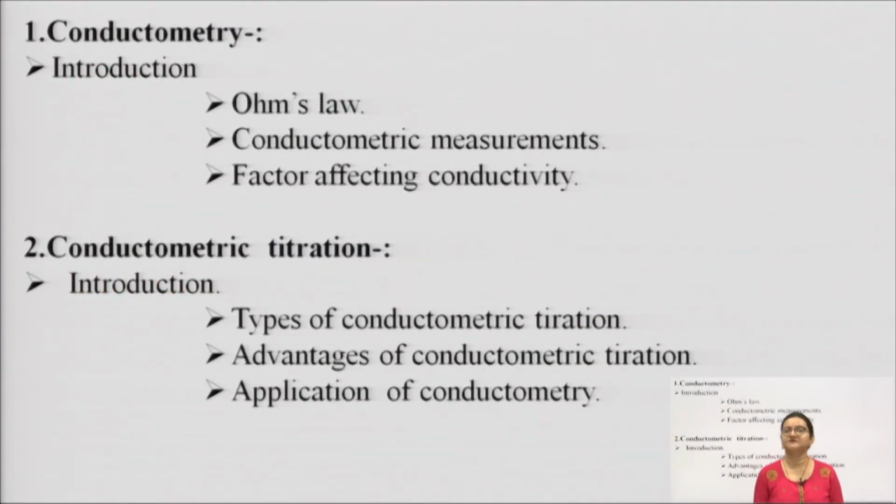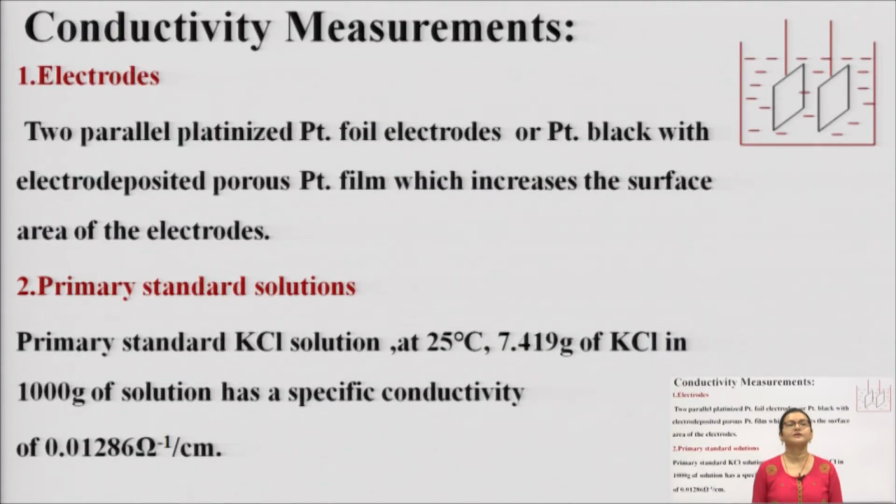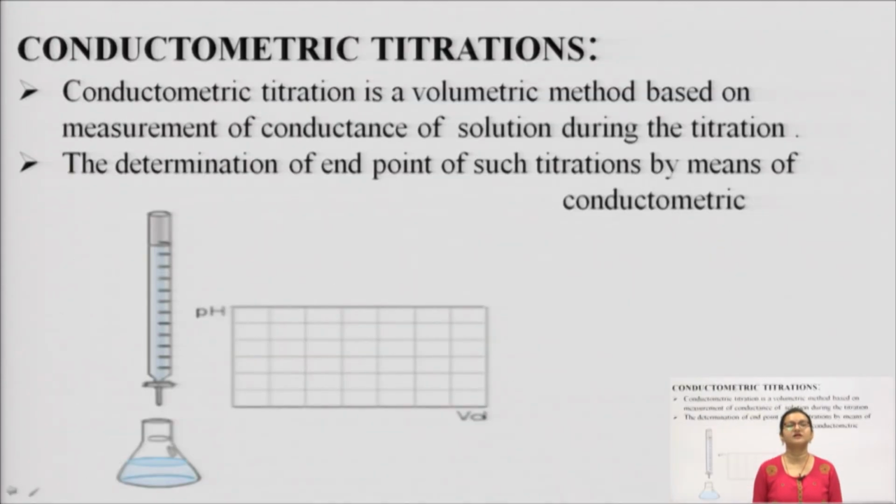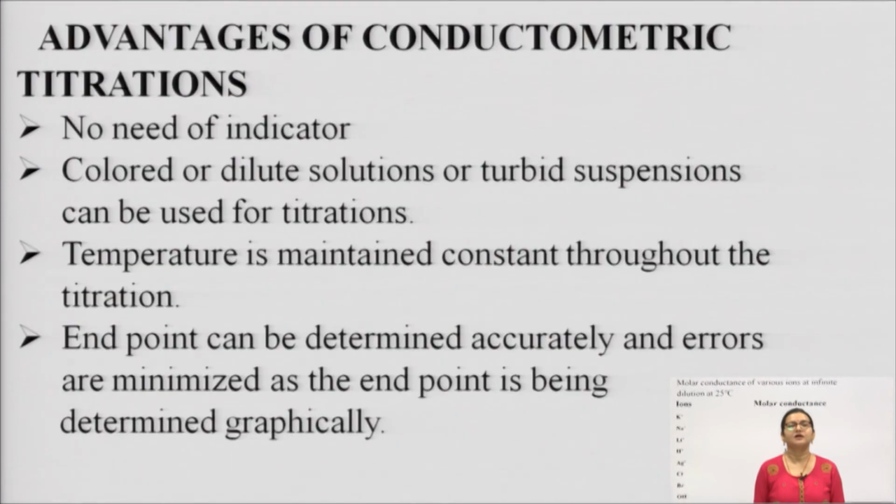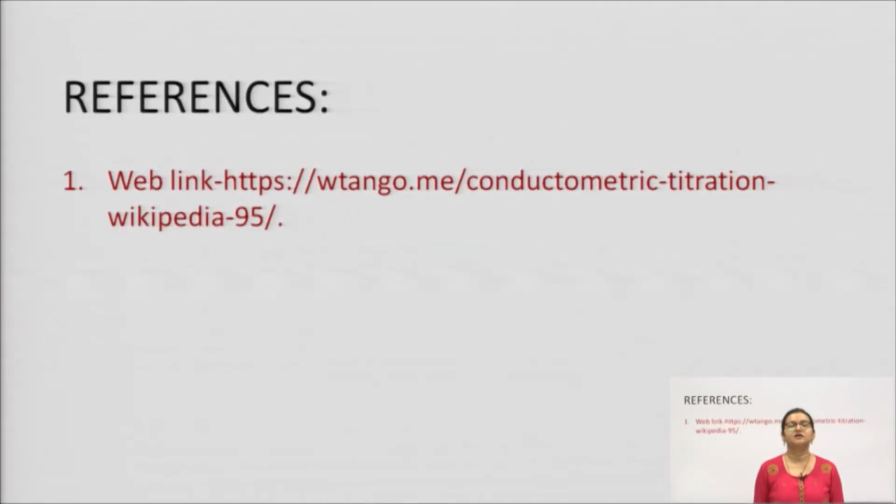The conductometric method is a very simple method and it can give very accurate results. So, this was the conductometric method in which you can determine your analytical solution with accurate results.